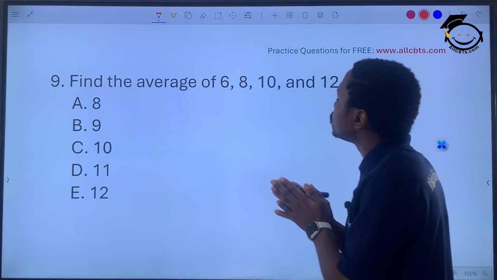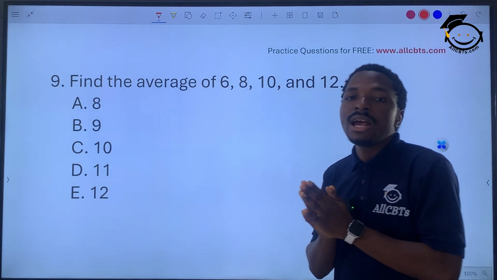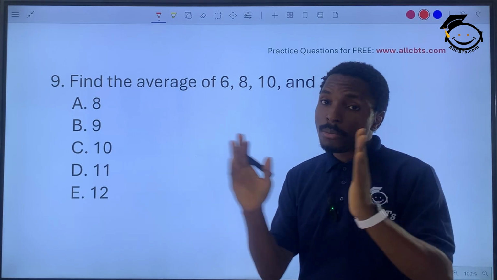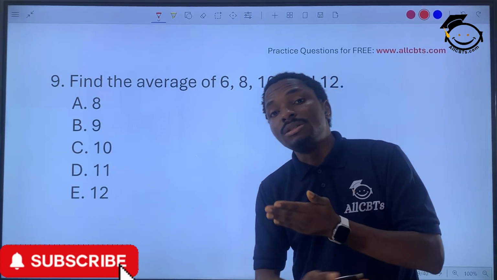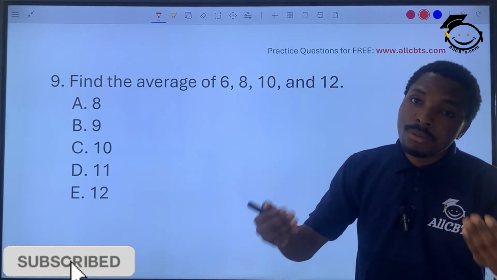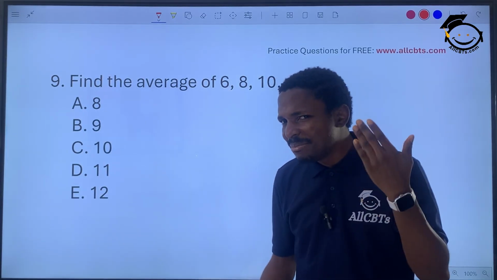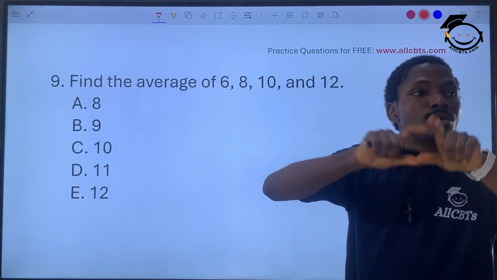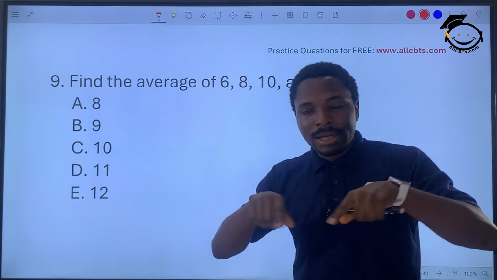Find the average of 6, 8, 10, and 12. Average means that you sum up all the numbers together and you divide it by the number of numbers. Does that make sense to you? By the amount of numbers there.